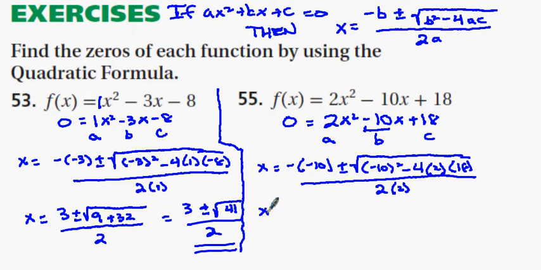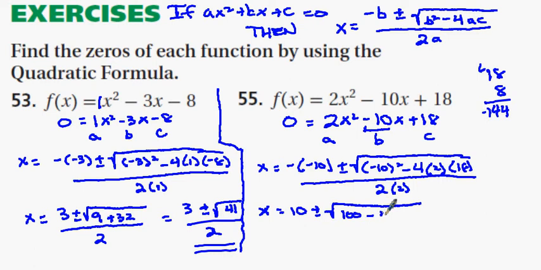You have x equals 10 plus or minus the square root. Negative 10 times negative 10 is a positive 100. Negative 4 times 2 is negative 8. Negative 8 times 18: 18 times 8 is 64, 4, put down your 6, 1 times 8 is 8, plus 6 is 14, 144. So that'll be negative 144. And this is all over 4.